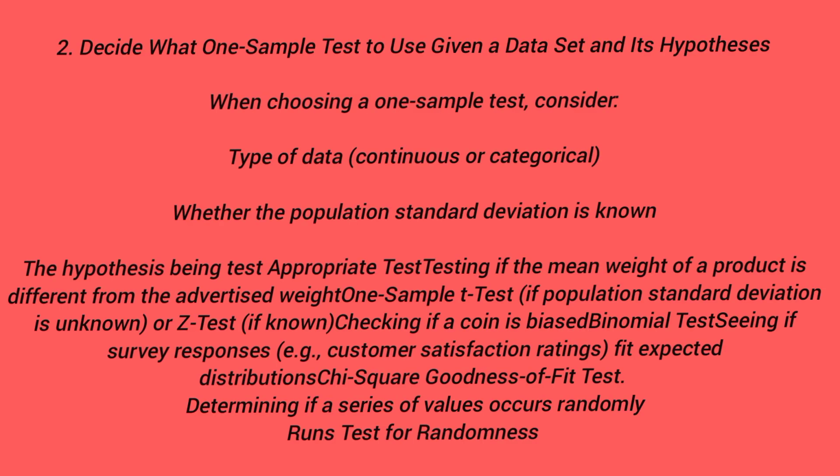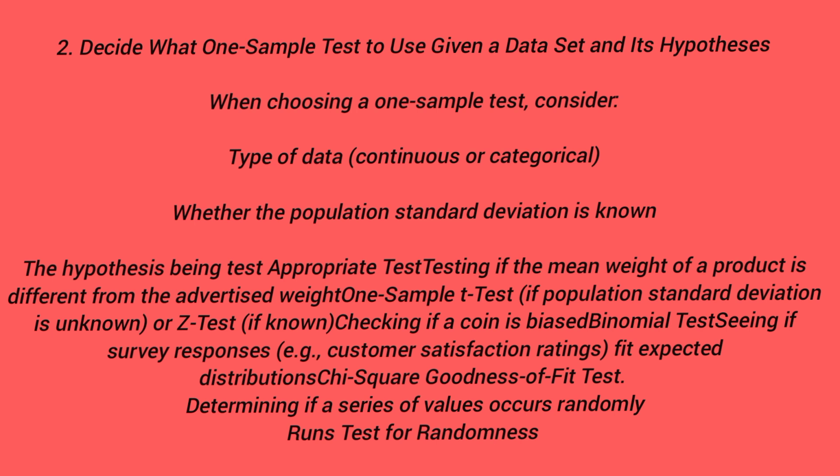Decide what one sample test to use given a data set and its hypothesis. When choosing a one sample test, consider the type of data, continuous or categorical, whether the population standard deviation is known, and the hypothesis being tested. For a scenario like testing if the mean weight of a product is different from the advertised weight, use a one sample t-test if the population standard deviation is unknown, or a z-test if known.